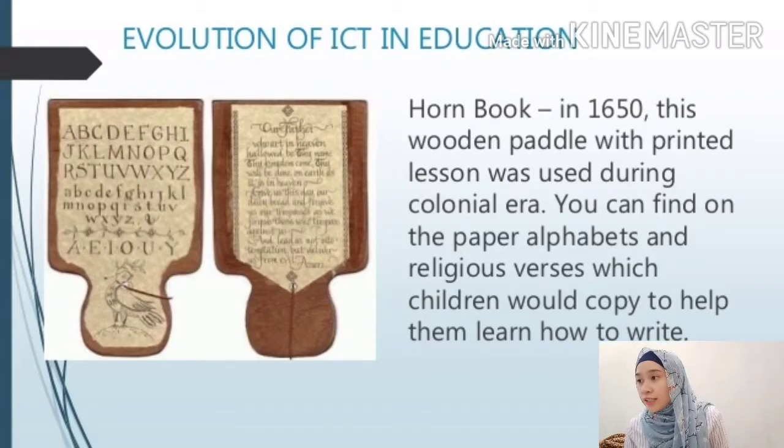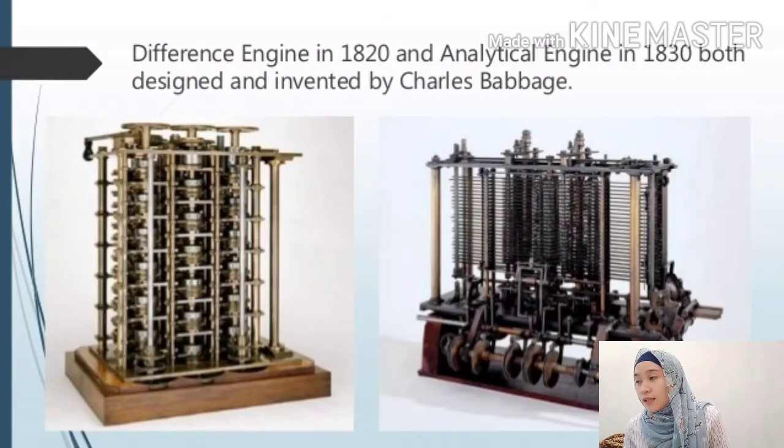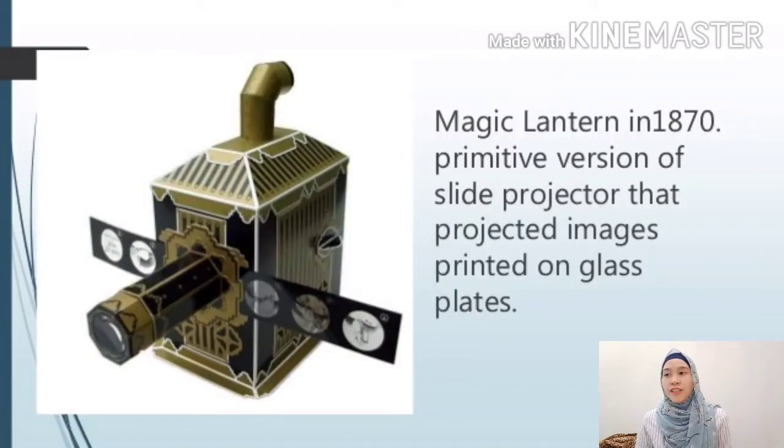The first engine built, the difference engine in 1820 and the analytical engine in 1830, were both designed and invented by Charles Babbage. As you can see, it looks confusing. You don't know how to use it. But this is the first engine that was made. 1820. And then, the second is the Magic Lantern. Magic Lantern in 1870. A primitive version of a slide projector that projected images printed on glass plates.